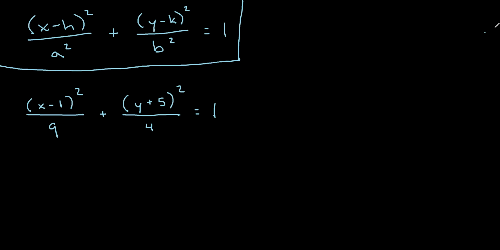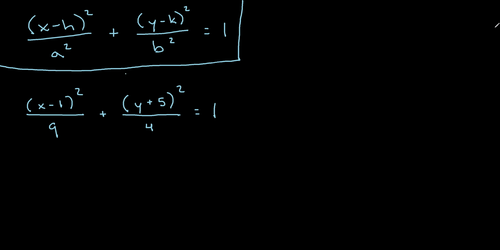In this video, we'll talk about how to find the center, the vertices, and the co-vertices of an ellipse. So recall an ellipse has the following equation: (x minus h) squared over a squared plus (y minus k) squared over b squared is equal to 1. And the a squared and the b squared can be interchangeable depending on which denominator is larger. So the a squared is always the larger denominator.